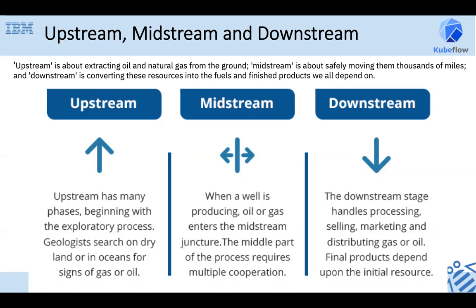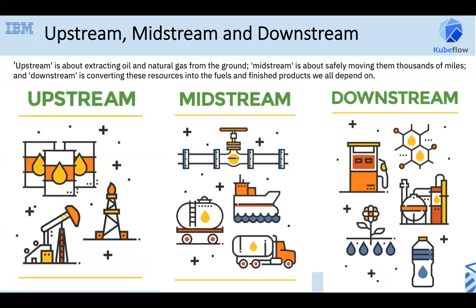Midstream is when you are actually now producing it. We are actually processing it, producing it, and it requires multiple people to come together. And downstream is the delivery phase, where you're in the selling, marketing, delivery phase. Now that's the terminology which is used, and as I mentioned, it comes natively from the oil and gas industry and goes through their life cycle.